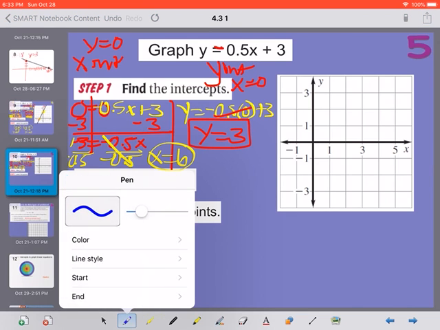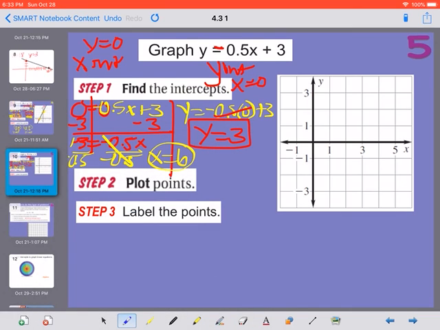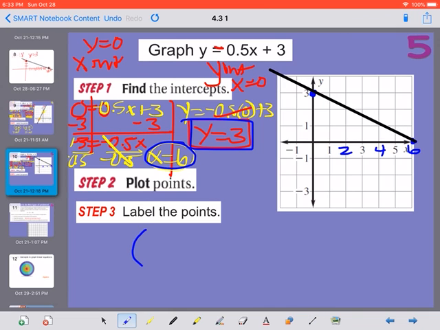So let's keep going. We need to plot these. We know y is 3, and x is 6. 6 would be right on the edge of our graph there. Plot our points and draw a line through. And then last, labeling our points.